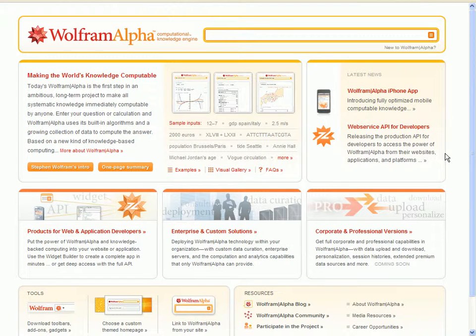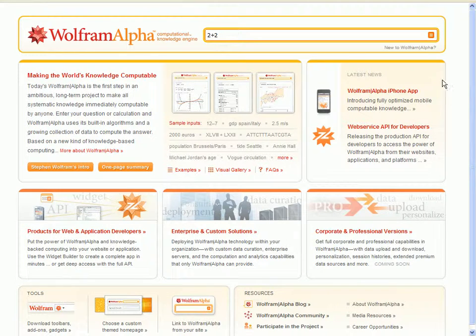Here is the home screen of WolframAlpha. You see lots of different parts of the website, but we need to go to the input bar here. Put your cursor in there and ask WolframAlpha anything you like. Well, let's keep it brief. You can put a formula here. For example, what's the answer to 2 plus 2?